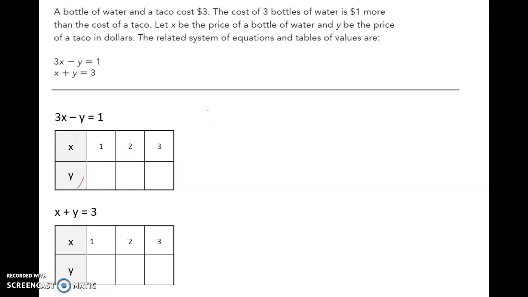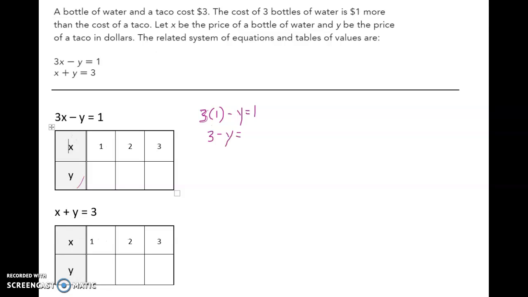So I built two tables. X is 1, 2, or 3. Remember, X is representing the bottle of water, so we have 1, 2, or 3 bottles of water, and then we have to figure out, based on the equations, the value of Y, or what the price of the tacos would be in relationship to that particular equation. So we're just going to put 1 in for X, and for the first equation we'll have 3 times 1 minus Y equals 1.